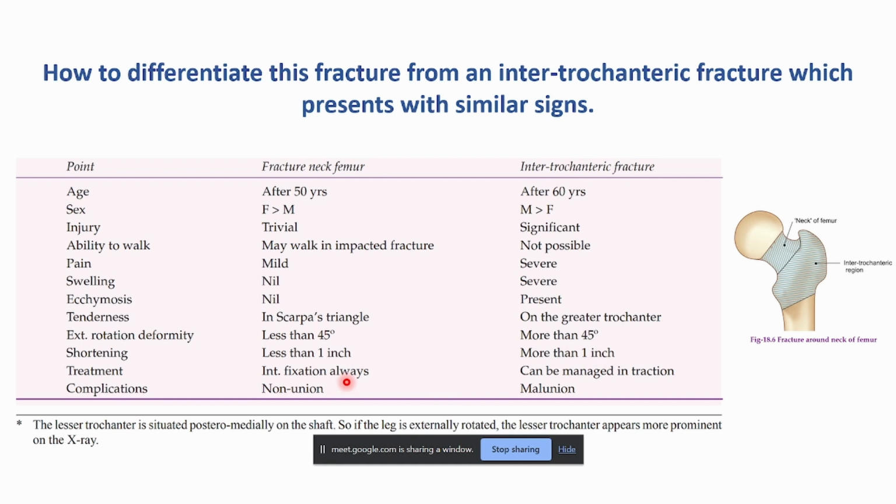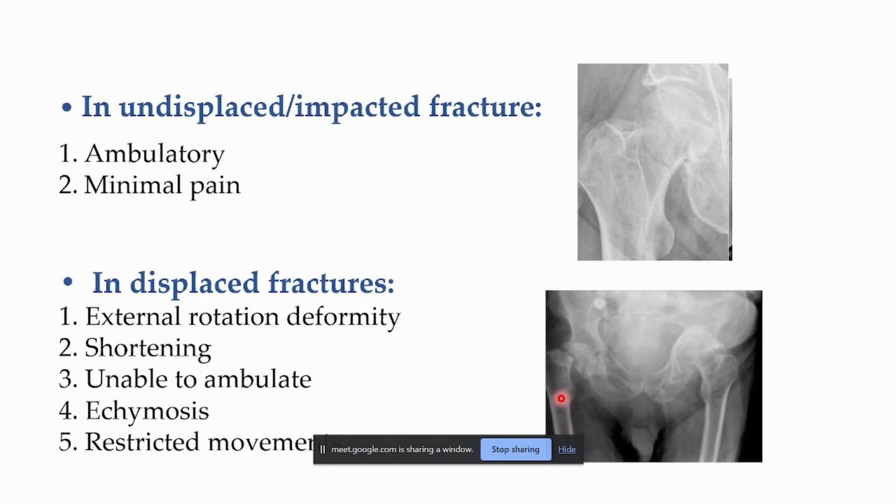Fracture neck of femur is difficult to heal, and so its complication could be non-union. The intertrochanteric fractures are easy to heal, but there could be malunion as a complication. If the fracture neck of femur is undisplaced, the patient could be ambulatory. Ambulatory means that the patient will be able to walk and there will be minimal pain. This occurs in stress fractures.